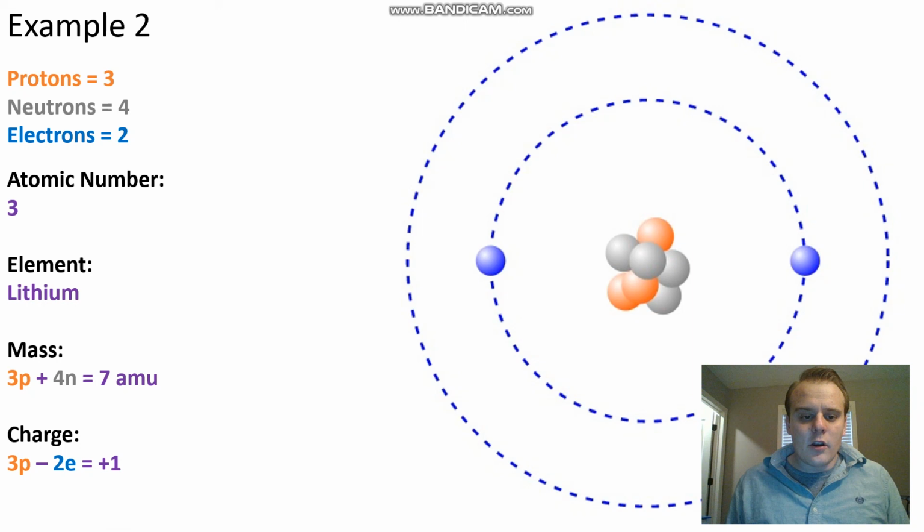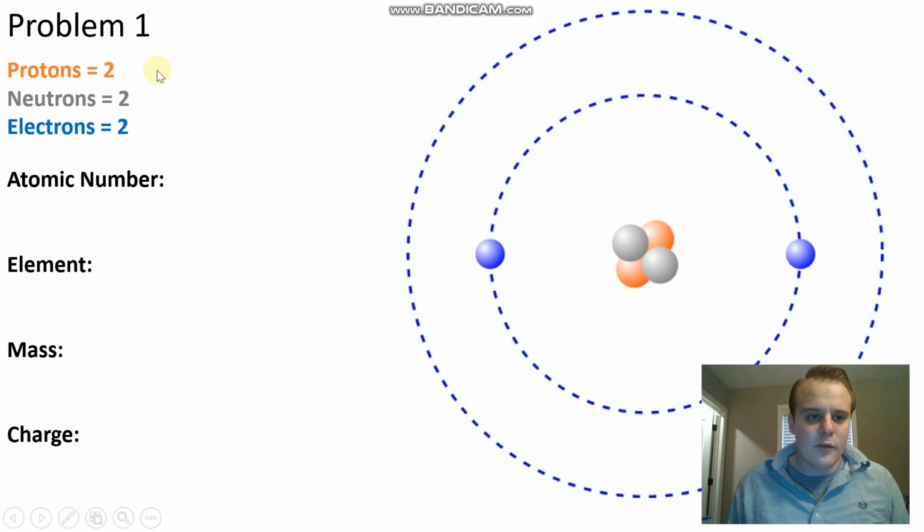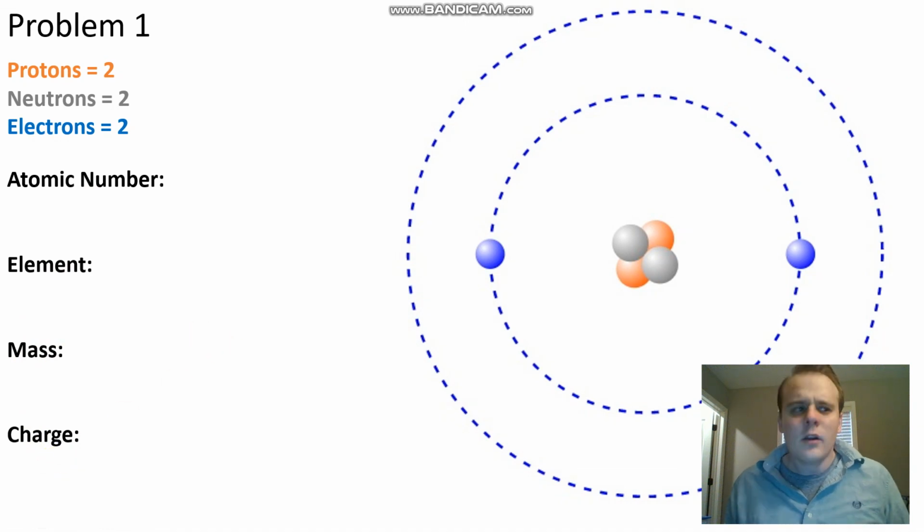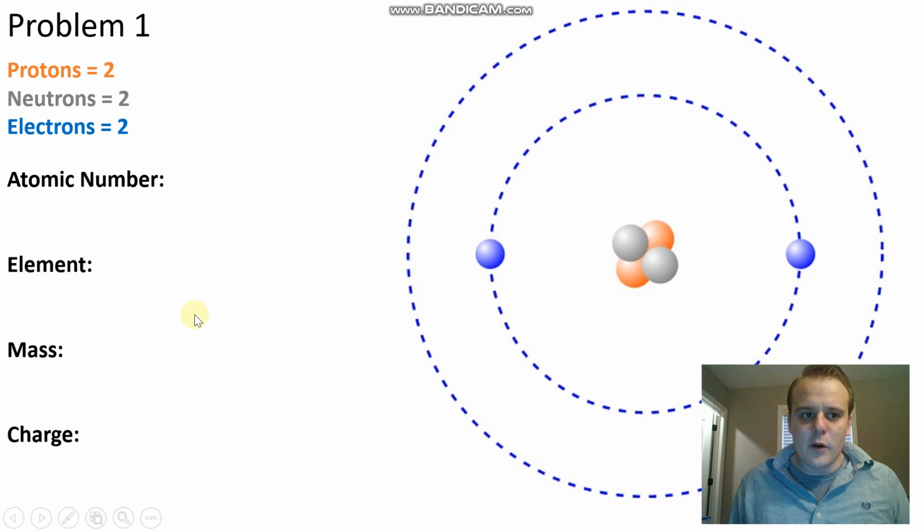Okay, and so then what you're going to do is the same thing as what we just did in these 2 examples right here. You're going to go through 4 different problems that I put at the end of your assignment here. You're going to take these atoms, you're going to list the atomic number, the element, the mass, and the charge, just in the same way that I did in the 2 examples. So if you're confused on what you're doing here, look at what we did in the 2 examples. It'll be the same steps to follow. And there's 4 different problems here.